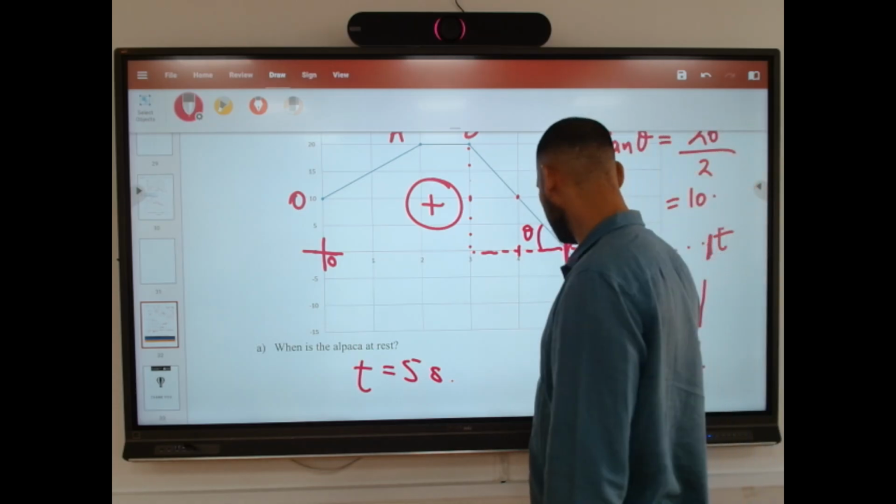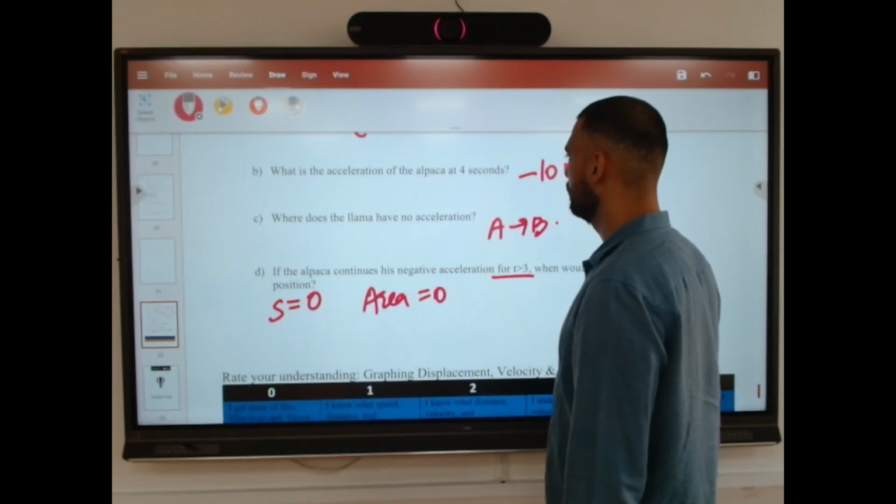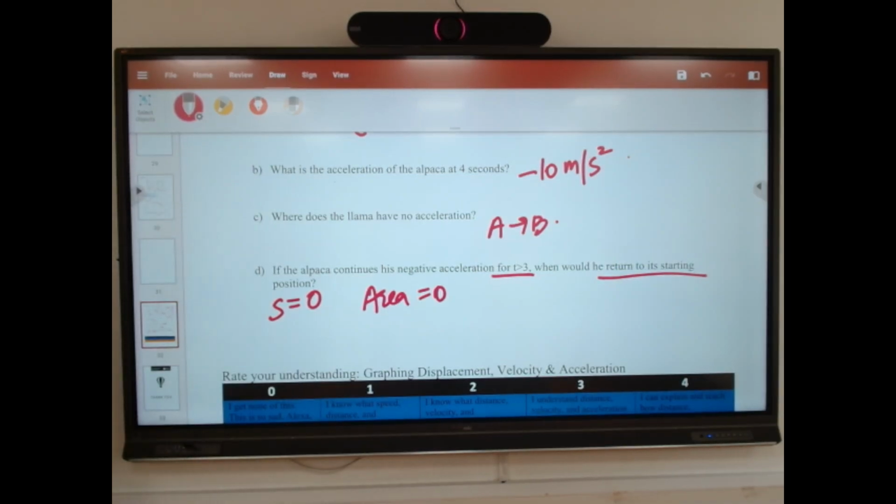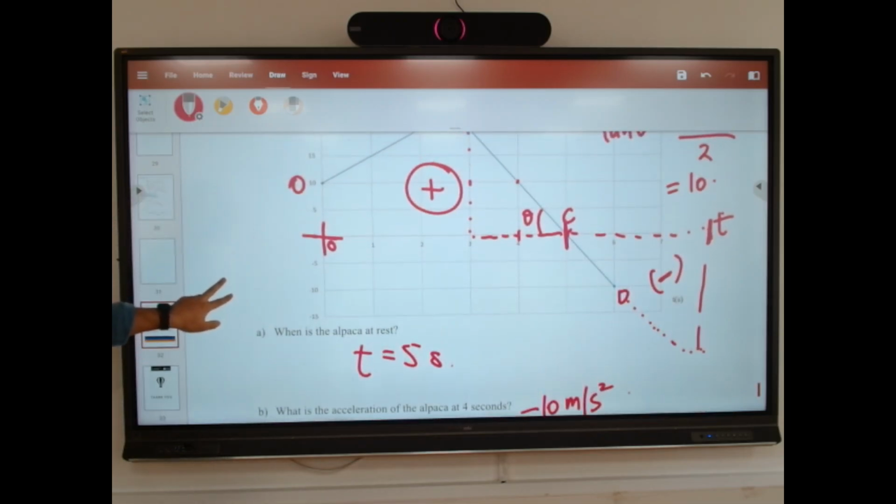You forgot to answer the questions. Yes, sorry. We want to see the graph. You want to see the graph? Yes. Okay, look at the graph.